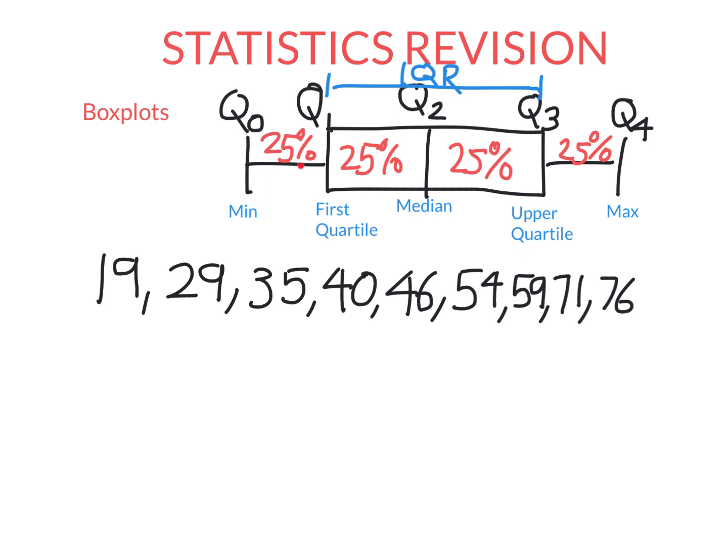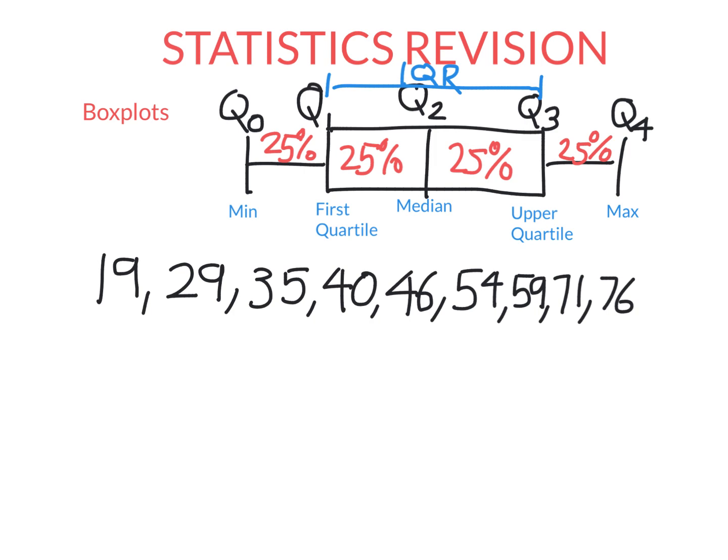Box plots are always drawn like this. In fact, they're often called box and whisker plots because they have these whiskers and a box. The box always goes from Q1, first quartile, to Q3 with a line for the median, and then the whiskers go from the box to the maximum or to the minimum.